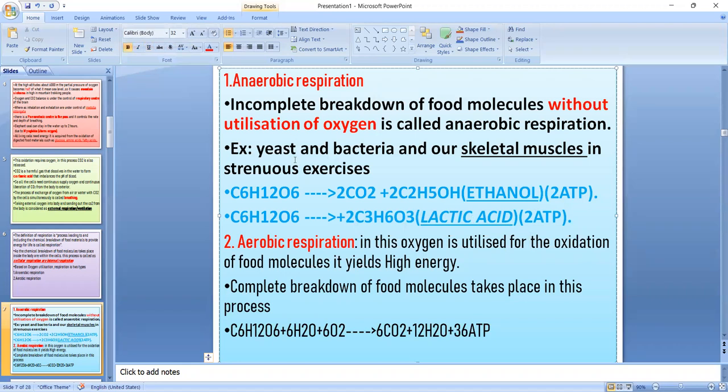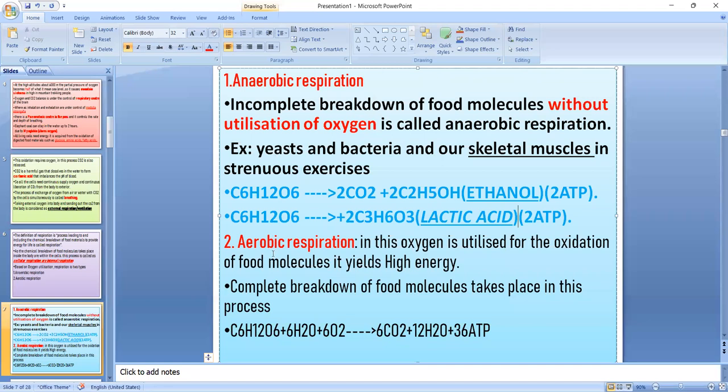And in Lactobacillus and in strenuously exercising muscles, lactic acid is produced. So anyway, only two net ATPs are produced. That is anaerobic respiration. We all know that.